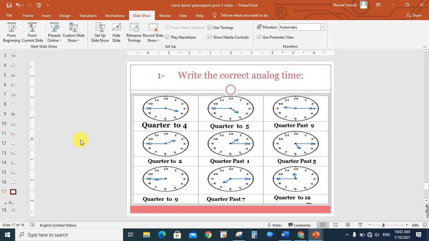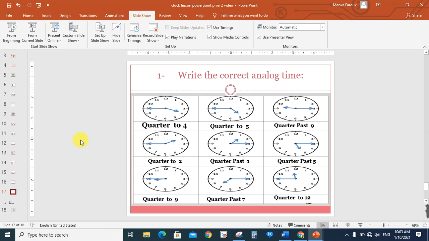Write the correct analog time. The first example here, the short hand is on 4 and the long hand is on 9. It's called quarter to 4. The second here, the short hand is on 5 and the long hand is on 9. It's a quarter to 5. Okay, and the third one here, the short hand is on 9 and the long hand is on 3. It's a quarter past 9.